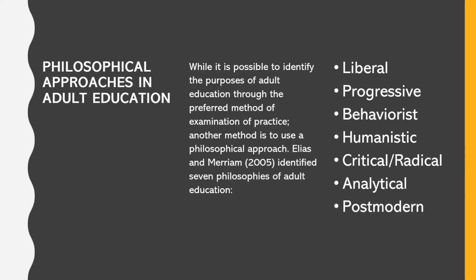While it is possible to identify the purposes of adult education through the preferred methods of examination of practice, another method is to use a philosophical approach. Elias and Merriam, 2005, identified seven philosophies of adult education, that is, liberal, progressive, behaviorist, humanistic, critical, radical, analytical, and postmodern.